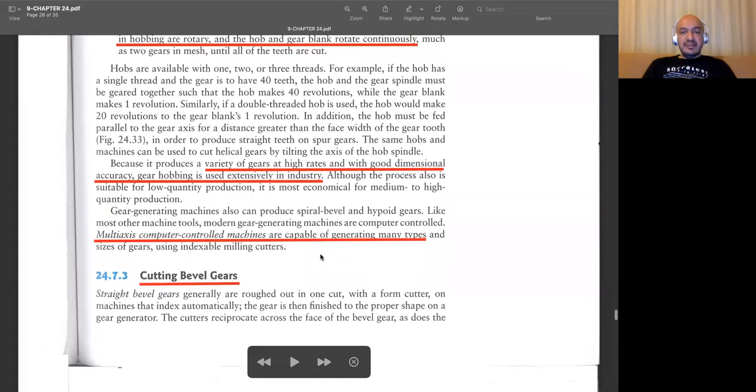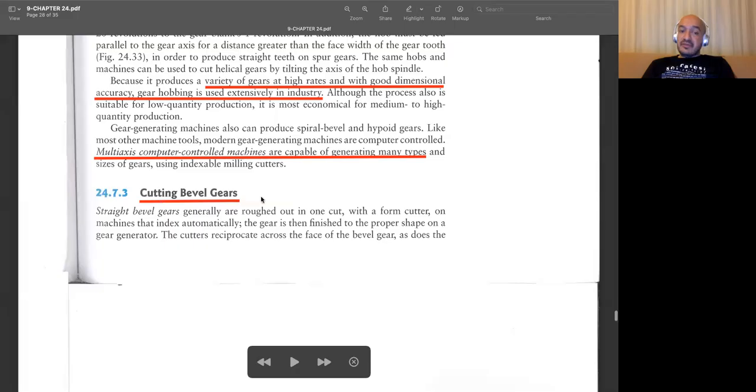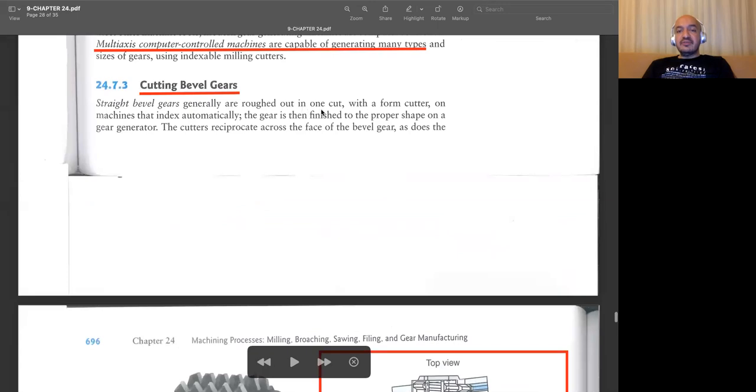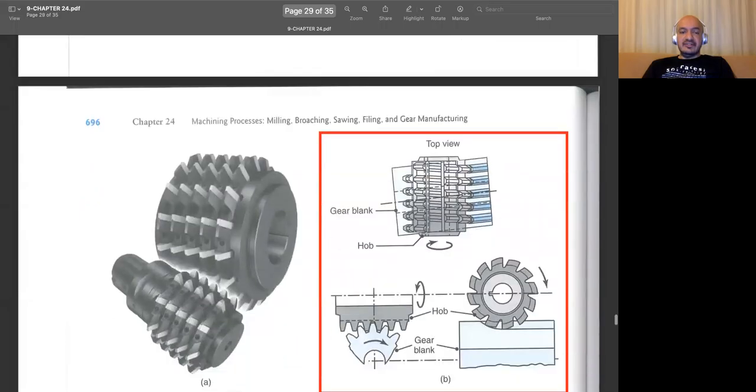And we can further use, instead of these special types of processes, CNC milling centers or machining centers to machine such gears. We know that bevel gears are the most difficult type of gears to be manufactured. For that, you may need to do some roughing operation with form cutting, and then you may do some gear generating operations to obtain your final teeth on the bevel gears.